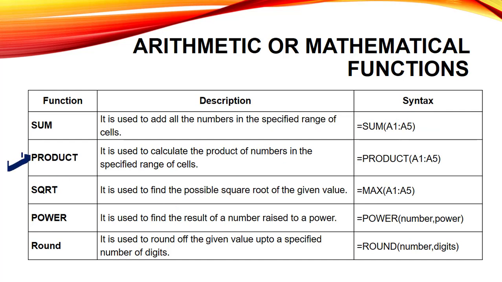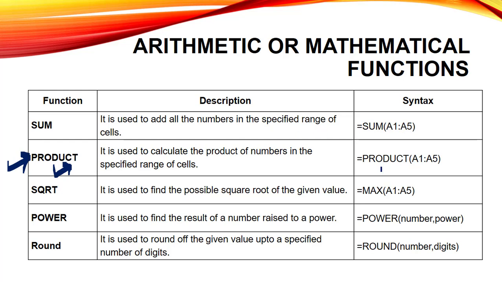Next function we have is the product function. Product function is generally used to calculate the product of the numbers. Product means to multiply the numbers. So this function is generally used to multiply the numbers which are given in the cells or which are given in the specified range of cells which we have selected. The use of this function is simple.